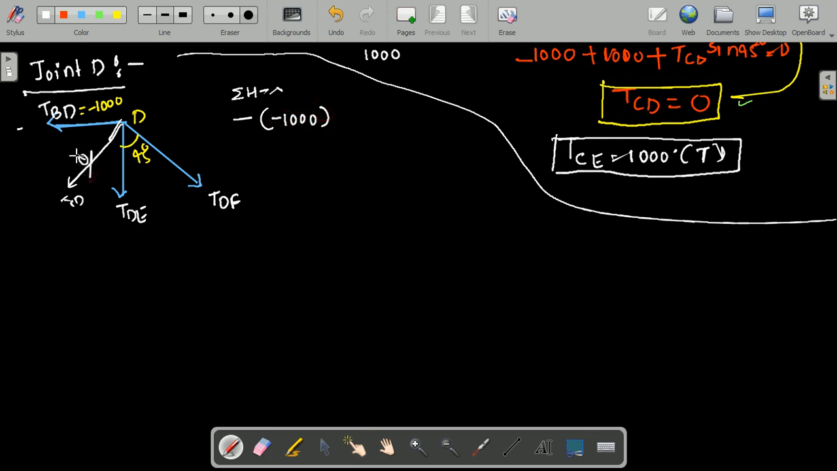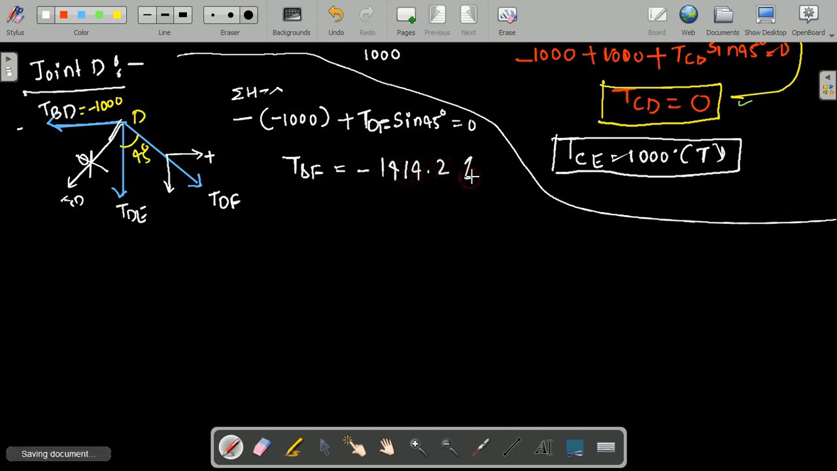There is no need of considering this again, and again the inclined force is there, with one horizontal component and one vertical component. The horizontal component is in the positive direction, plus TDF sin 45, because the inclination with respect to the y component is cos, I am writing the x component, therefore it is sin 45, equal to 0. By simplifying, we are getting the value of TDF as minus 1414.2. If it is minus, I need to write it as compression, right?